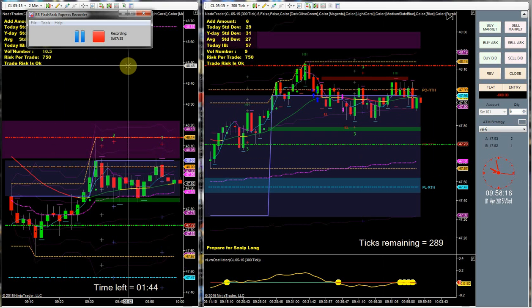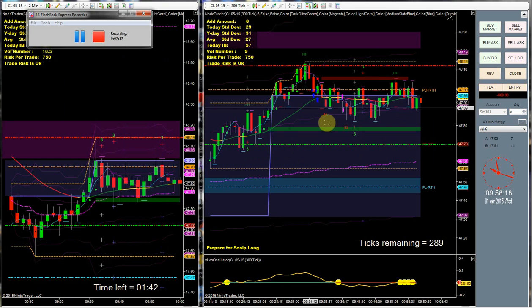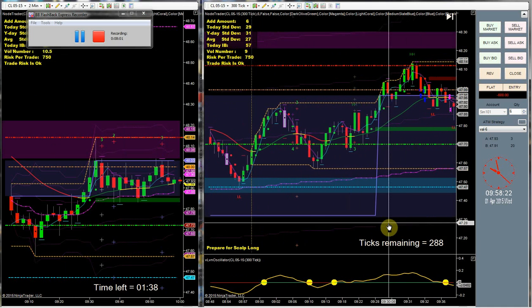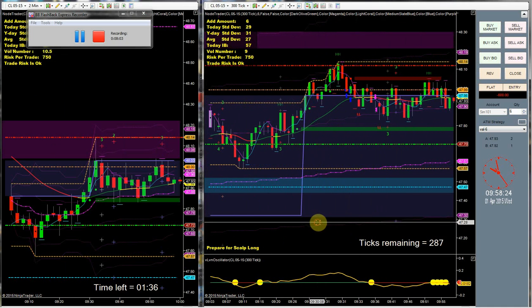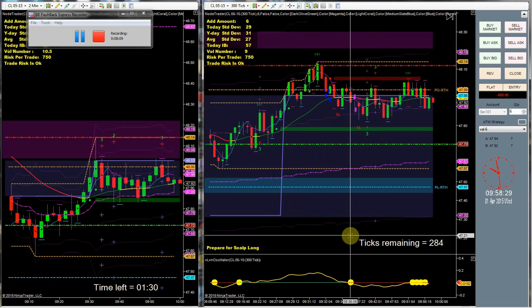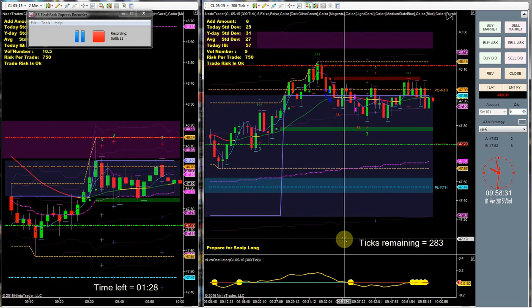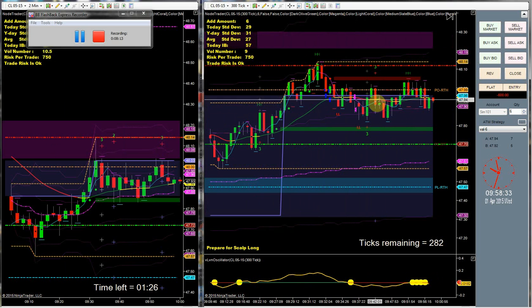Alright guys, I've been watching the market here, and it's pretty much just been going sideways. Hasn't really been much action here. I know we have the crude oil inventories report coming out at 10:30, so it's possible that's one reason why the market is just, like I said, pushing along sideways here.